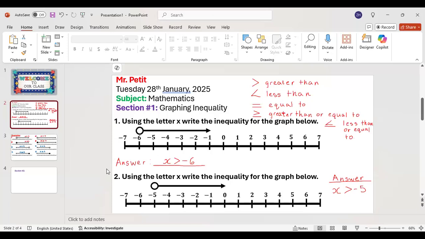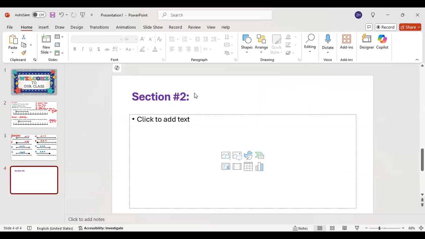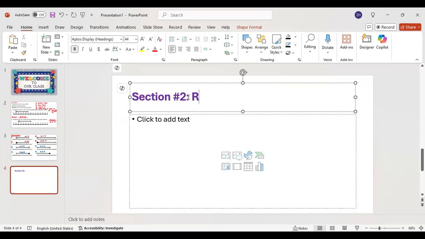All right, let's move on to the next one. Section 2. Section 2, we have to move on. This is taking too long.